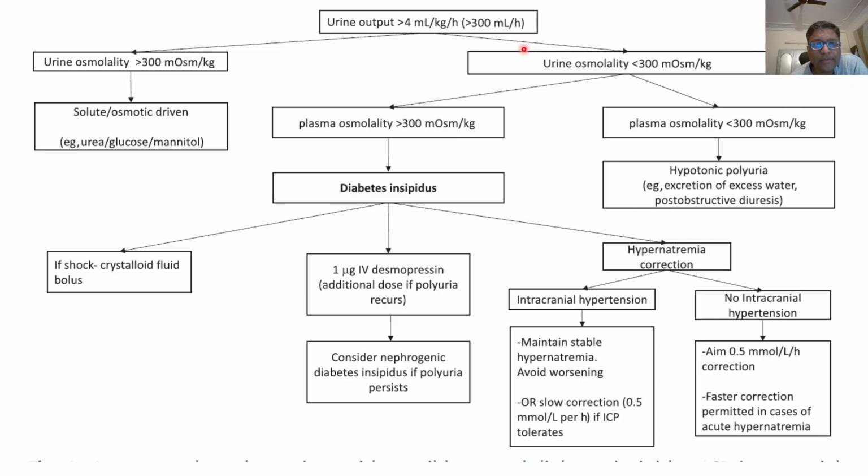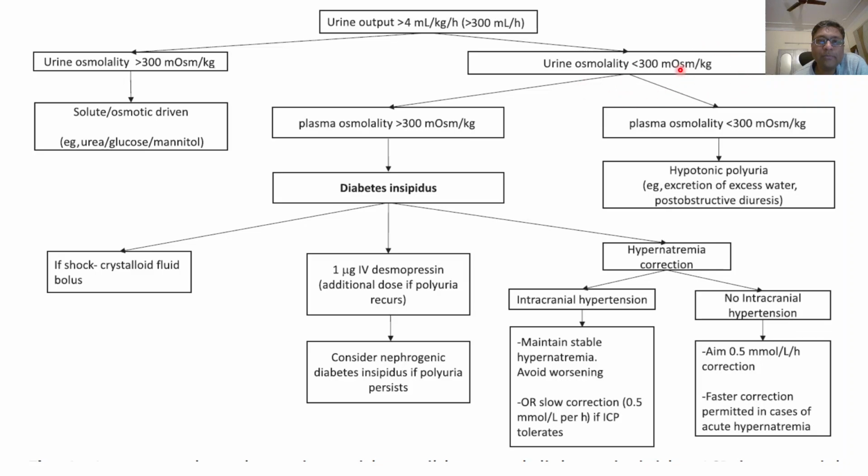When we have polyuria, urine output of more than 4 ml per kg per hour is typically said to be polyuria. You can have two conditions. If urine osmolality is more than 300 milliosmol per kg, this could be because we have given very concentrated solutes like mannitol, high glucose or urea. If the urine output is very high and urine osmolality is less than 300 milliosmol per kg, or hypoosmolar urine, then we look at plasma osmolality.